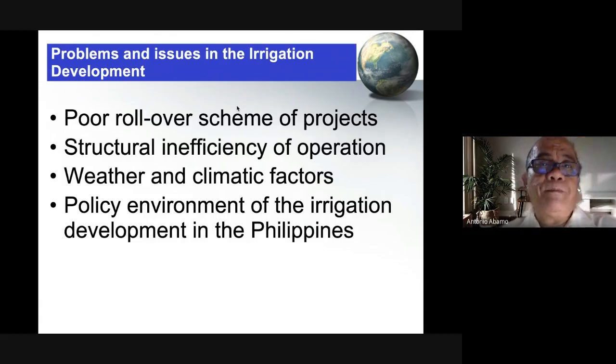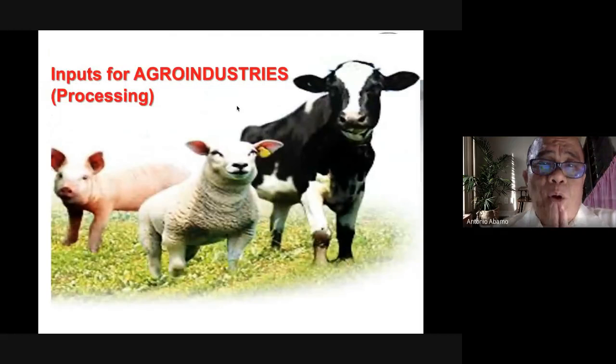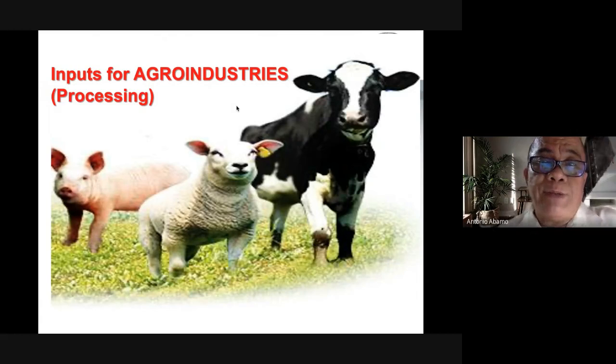Okay. Now, those are the last two inputs in the agribusiness input subsystem that are primarily used for production purposes. Now let's go to inputs for agro industries, or inputs for processing. As you can see from the slide, there is a picture of livestock. These are outputs of production that can be used as input in the processing or the agro industries. Okay, inputs for agro industries.